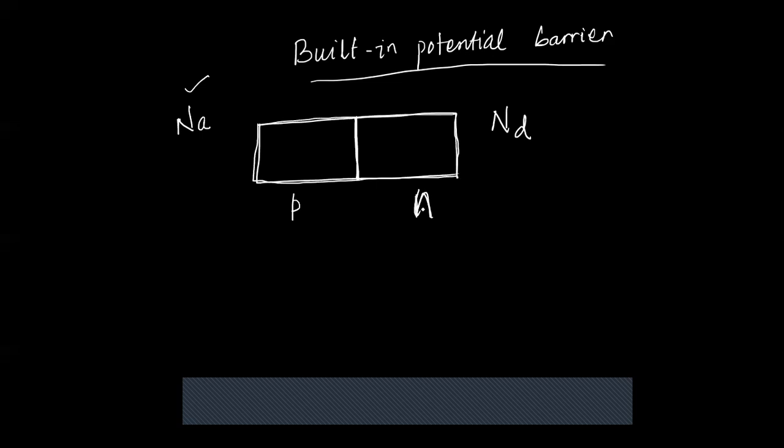Now we discussed the majority and minority charge carriers on both sides, and we said when the majority charge carrier electrons move from n type to p type, and the majority charge carrier holes move from p to n side, then you get a space charge region over here. As electrons move from n to p, you get a positive space charge region over here, and similarly as holes move from p region to n region, you get a negative space charge region over here.